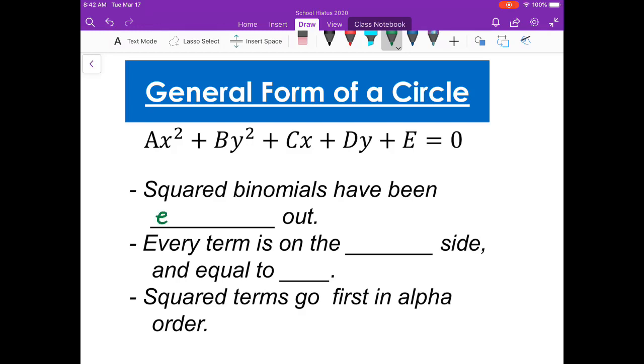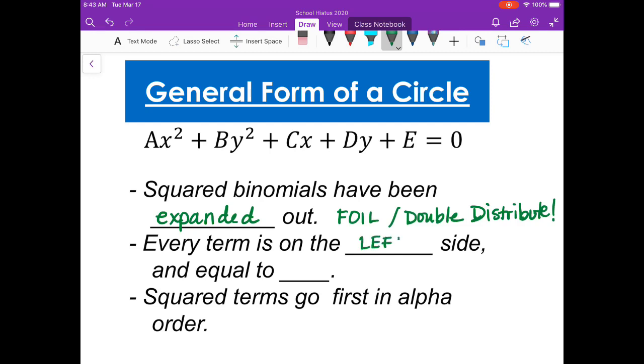The general form equation of a circle is derived by expanding the squared binomials from standard form, moving all of the terms to the left side of the equation and making the right side equal to 0. The terms are then ordered alphabetically, squared terms coming first, then the linear terms, and finally the constant value at the end.